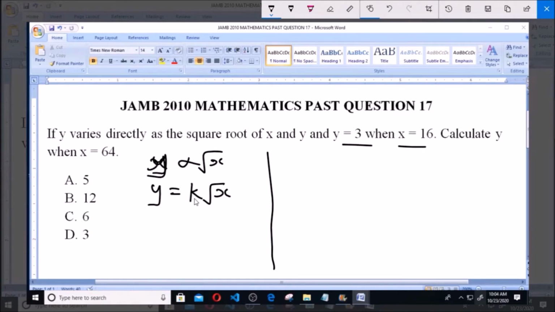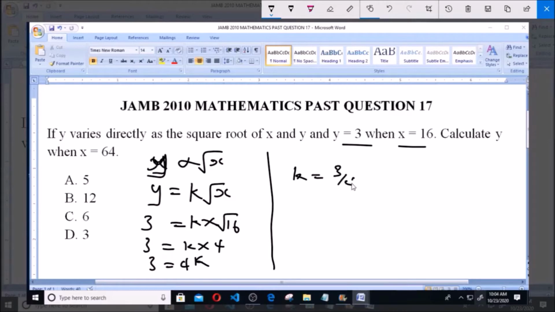So we're looking for the value of k when y equals 3 and x equals 16: k multiplied by root 16. We have that 3 is equal to k multiplied by 4. So 3 is equal to 4k. Dividing both sides by 4, which is the coefficient of k, we have that k is equal to 3 over 4. So the constant is 3 over 4, and therefore the equation connecting them is that y is equal to 3 all over 4 multiplied by root x.